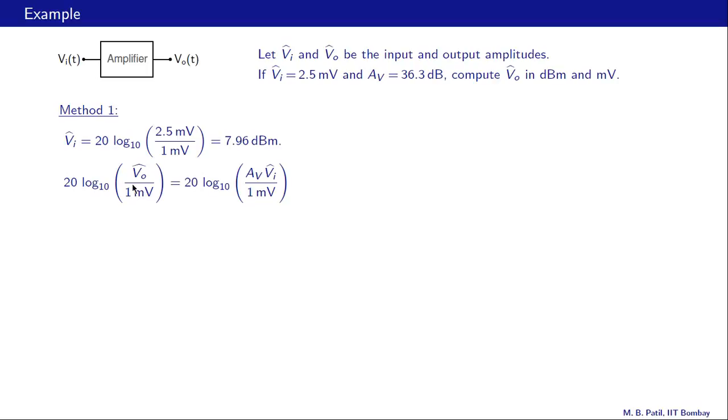Now we know that Vo cap is Av times Vi cap. We can divide both of these by 1 millivolt. Then we can take log to the base 10 and then multiply both sides by 20. And then this right hand side can be written as 20 log to the base 10 Av plus 20 log to the base 10 Vi cap divided by 1 millivolt. Basically this is a product of two numbers, one is Av, the other one is Vi cap by 1 millivolt, and that is how we get this relationship.